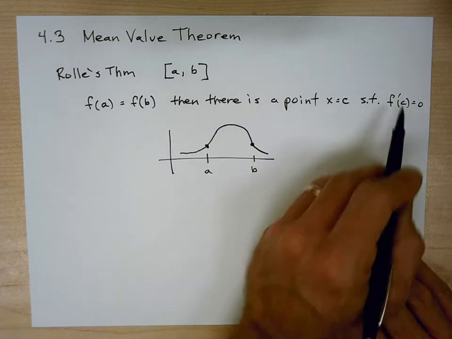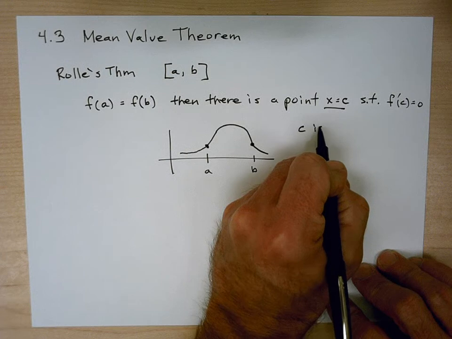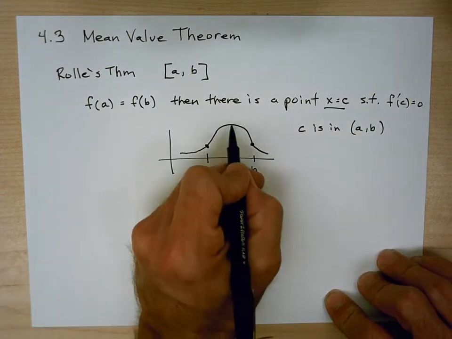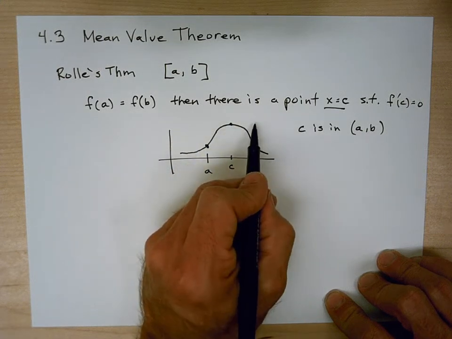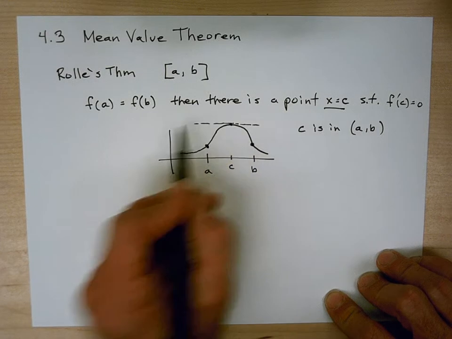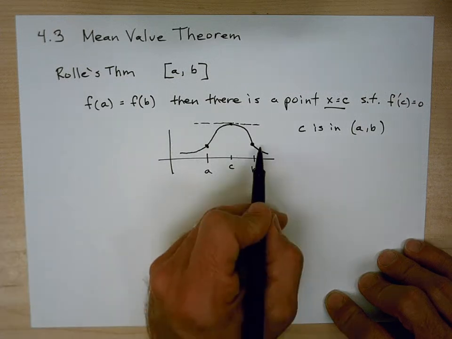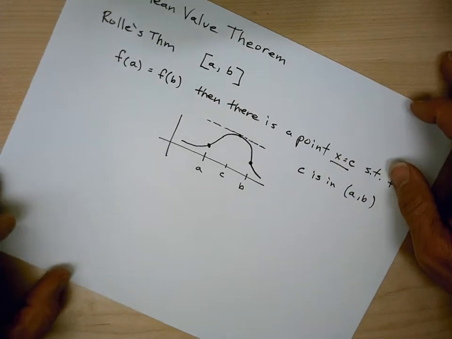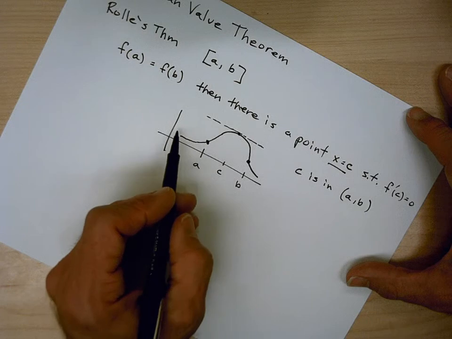There has to be some point, so that's the other thing about this point, x equals c. C is in the open interval from A to B. We can call that C right there. At that point, the derivative is 0. The slope of the tangent line is 0. So basically, the mean value theorem is just a generalization of this, in the sense that if we just turn our picture this way, then we're going to get something.